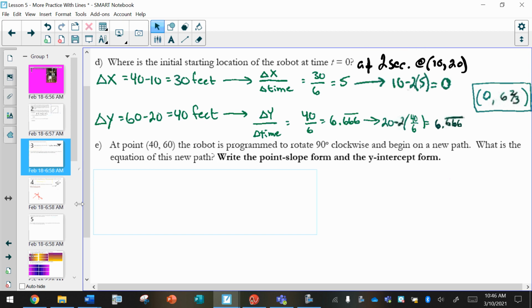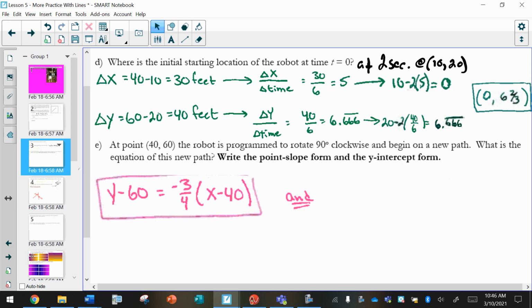All right, well, the point slope form is easy. We just have to take the slope that we have from part A. So if you look up your paper a little bit, the slope that you have written down in part A is 4/3, and we need to use the perpendicular slope. So our perpendicular slope would be -3/4. And then we can use the position point, 40 for the x, 60 for the y, and write our point slope form.